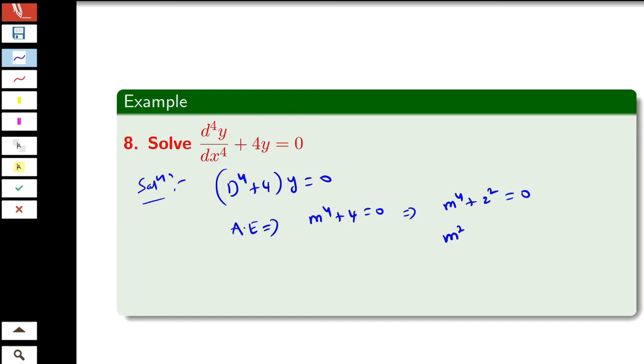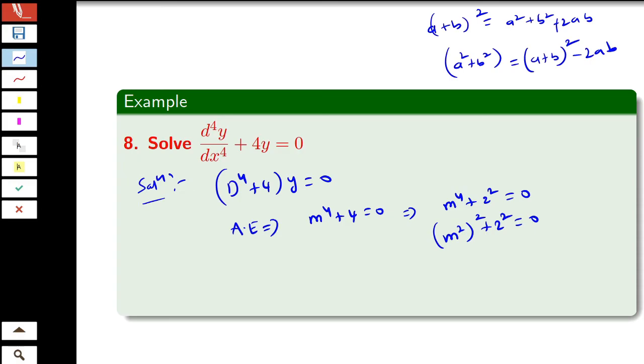So you can write (m²)² + 2² = 0. We know the (a+b)² formula: (a+b)² = a² + b² + 2ab. Here I want only (a+b)², so if we take this to the left-hand side, it becomes (a+b)² − 2ab.